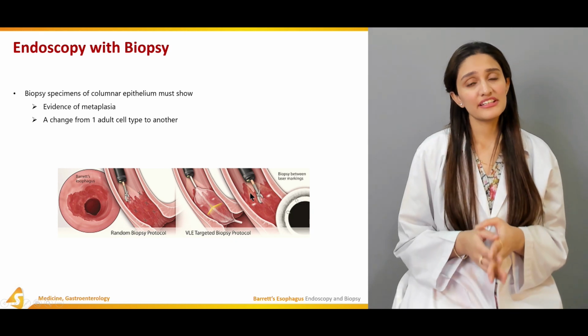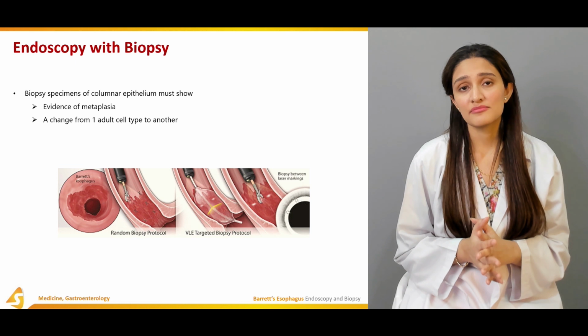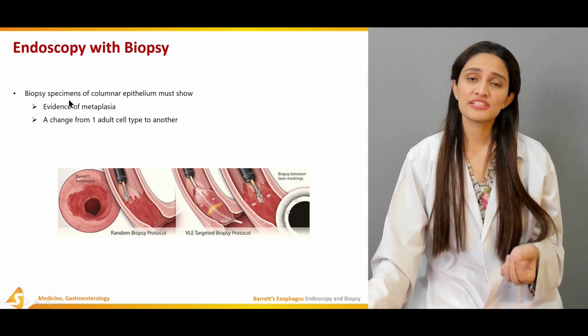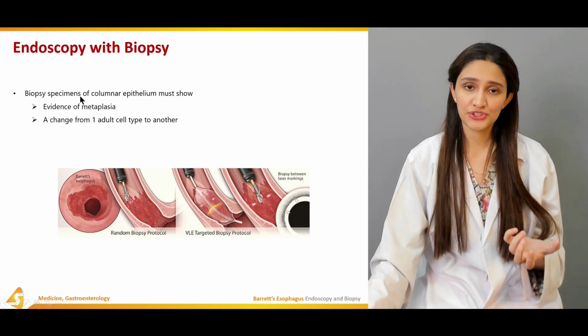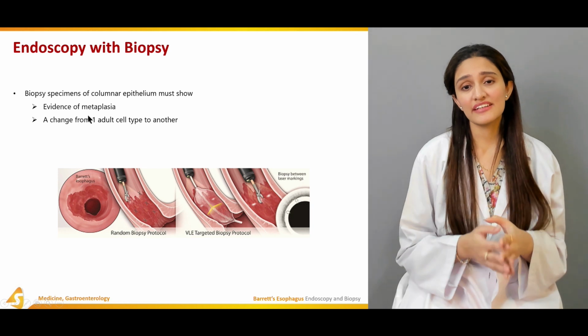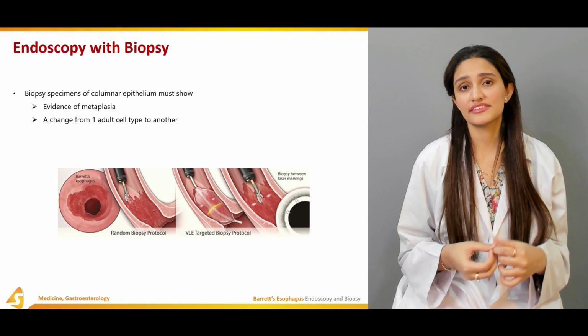The second criteria that an endoscopist must fulfill is the biopsy sample. The biopsy specimen of the columnar epithelium must show the evidence of metaplasia. Metaplasia is a change from one adult cell type to another adult cell type.